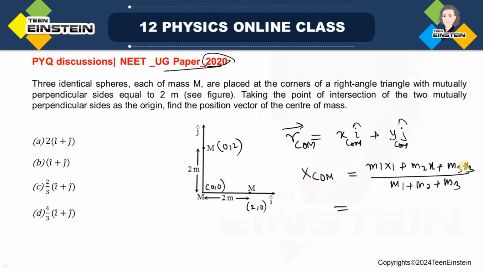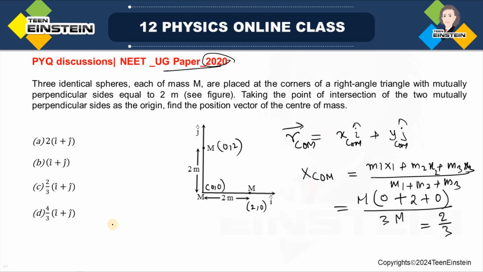So here what is M1, M2 and M3? All are M. Let me take this first. What is the x coordinate? 0. Plus, let us take this one as M2. This has got mass M anyway, but I'm taking this as M2. What is the x2 coordinate? 2. What is the x coordinate of this M3? That is 0 again, divided by 3M. So I get here x coordinate as 2 by 3.